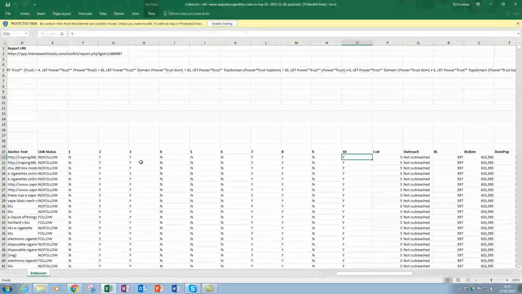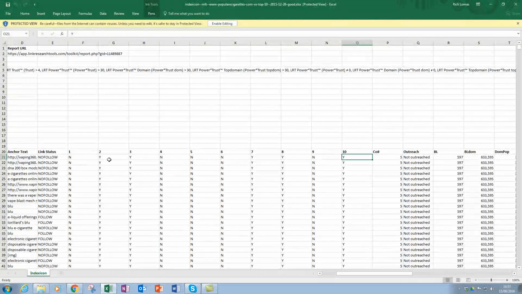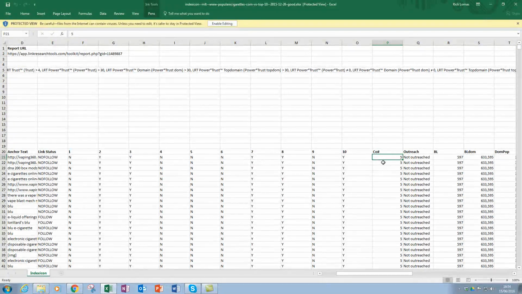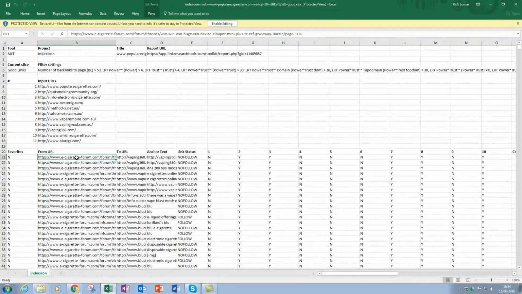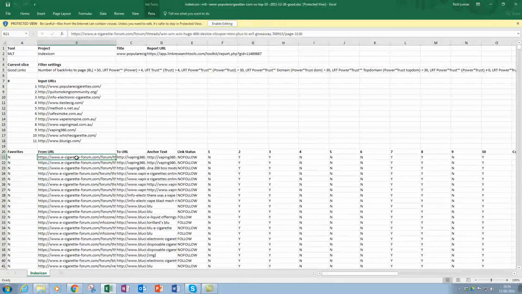And because you've got 5 URLs in common here, this has got this figure here, hash sign 5. That is the commonality. So that means that domain there has links to 5 of your competitors, and it doesn't link to you.